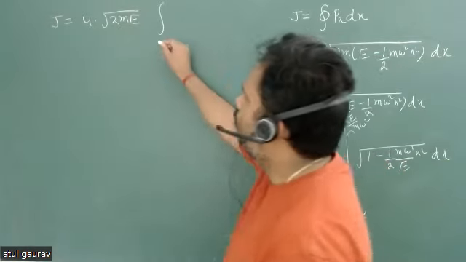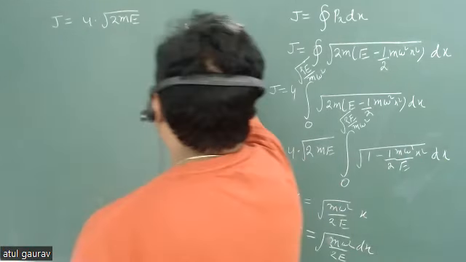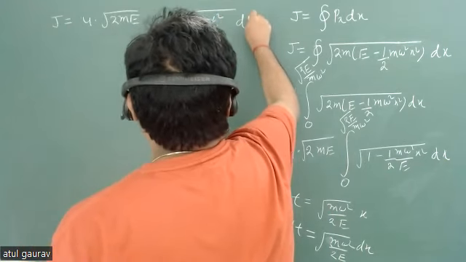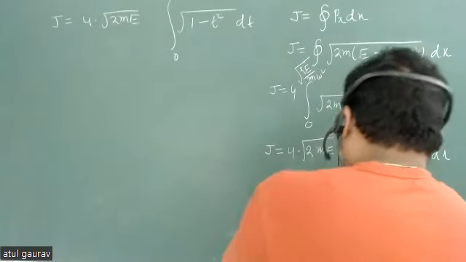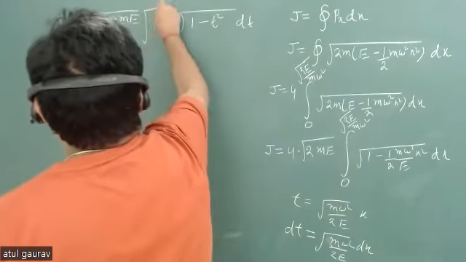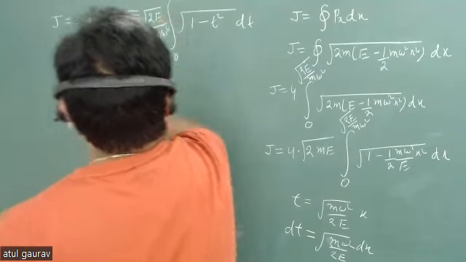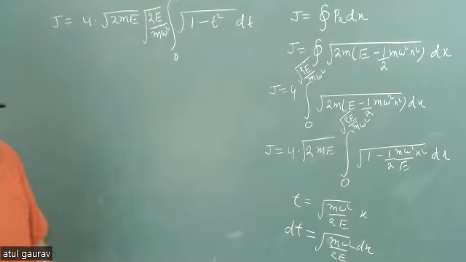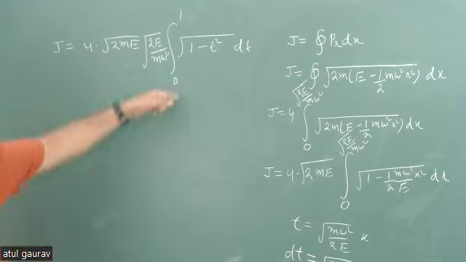Okay. So this thing will go from 0 to 1, and you can just write root under 1 minus t square dt, integration 0 to 1, and this thing will come here, and you have 2E upon m omega square. Okay, this is all about 2E upon m omega square, and this is between 0 to 1.